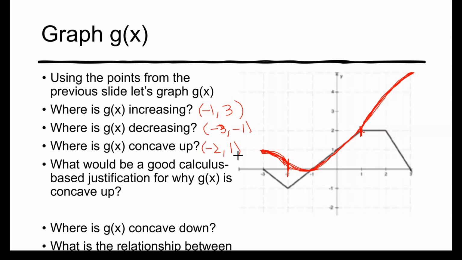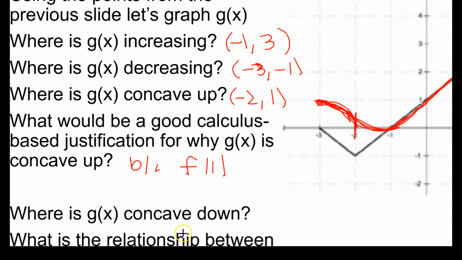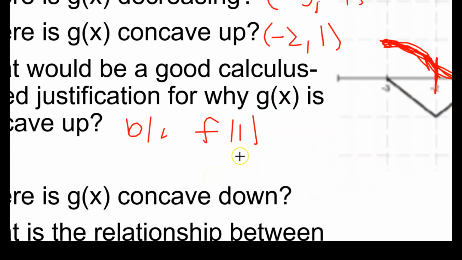And our reasoning for why it's concave up there is because the function f of t is increasing. So it is concave up because f of t is increasing. That would be my calculus-based justification. So g of x is concave up because f of t is increasing.